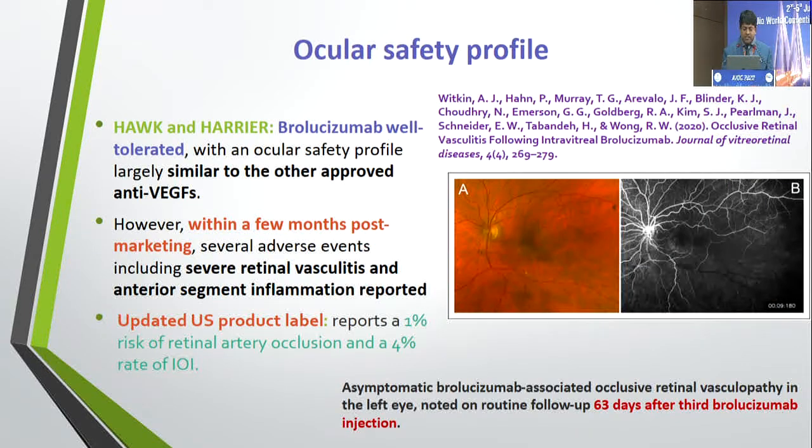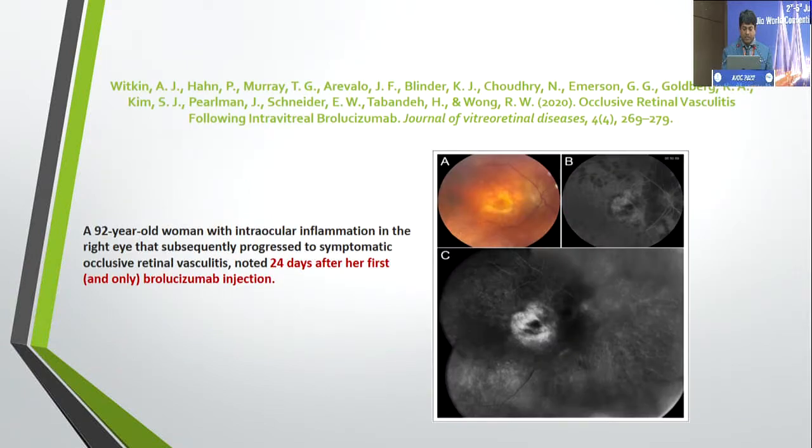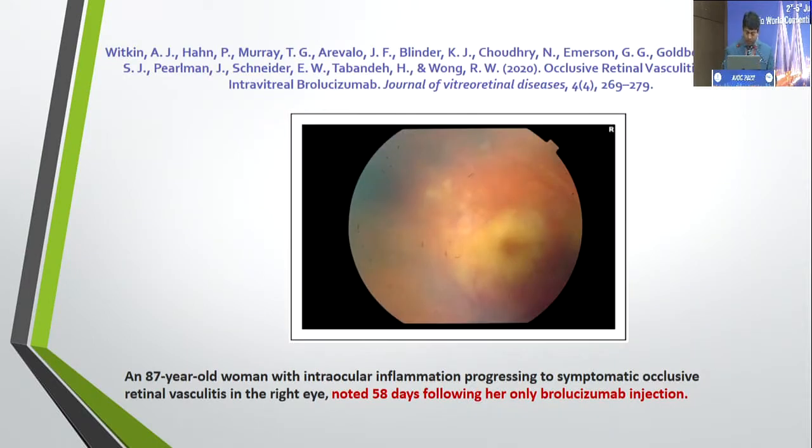However, there are some concerns with the ocular safety profile of brolucizumab. Within 1 month post-marketing, there were incidences of severe retinal vasculitis and anterior segment inflammation reported. In this case, we can see a minimal occlusion in the inferotemporal retinal arteriole 2 months after brolucizumab injection in one of the patients. This is another patient who had developed occlusive vasculitis 24 days after brolucizumab injection. This is another patient who had developed severe occlusive vasculitis and grade 3 vitritis 2 months after brolucizumab injection.